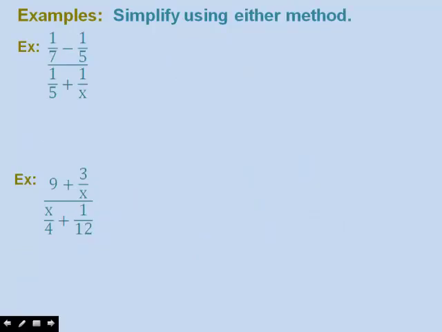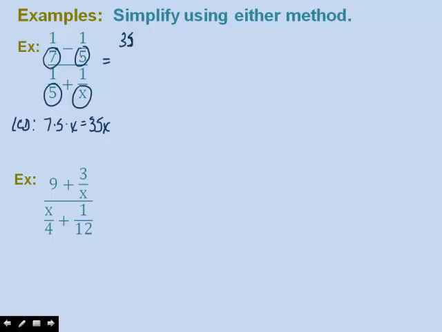For these two examples, let's use whichever method looks the easiest. This is a matter of personal preference, but in the long run, if you have an expression that has several different rational expressions, probably the easier method to use is method 2, where we multiply through by the LCD. So let's try that one. If we look at all four of our rational expressions, our denominators are 7, 5, 5, and x. That means our LCD would be 7 times 5 times x, or 35x.